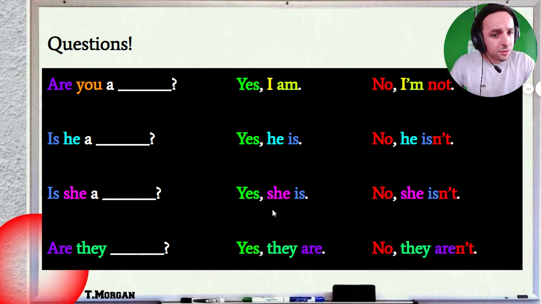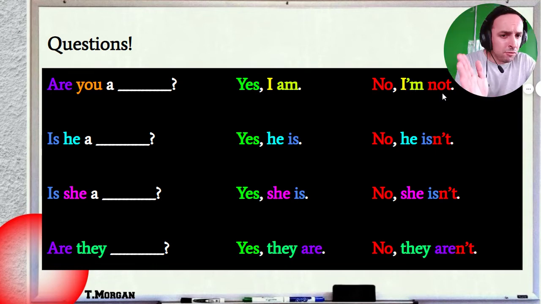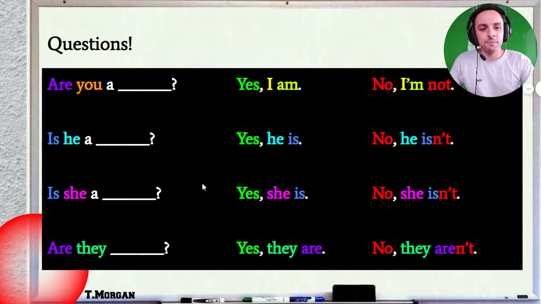And that's all you do. It's yes, pronoun, verb to be, or no, pronoun, verb to be, not. So that's all we can do, I think. Remember these questions. This is what we're going to do in your unit test. Remember the questions and remember the answers, okay? Not just the answers.